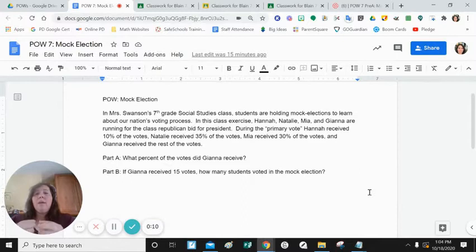In Mrs. Swanson's 7th grade social studies class, students are holding mock elections to learn about our nation's voting process. In this class exercise, Hannah, Natalie, Maya, and Gianna are all running for the class Republican bid for president. During the primary vote, Hannah received 10% of the votes, Natalie received 35% of the votes, Maya received 30% of the votes, and Gianna received the rest.